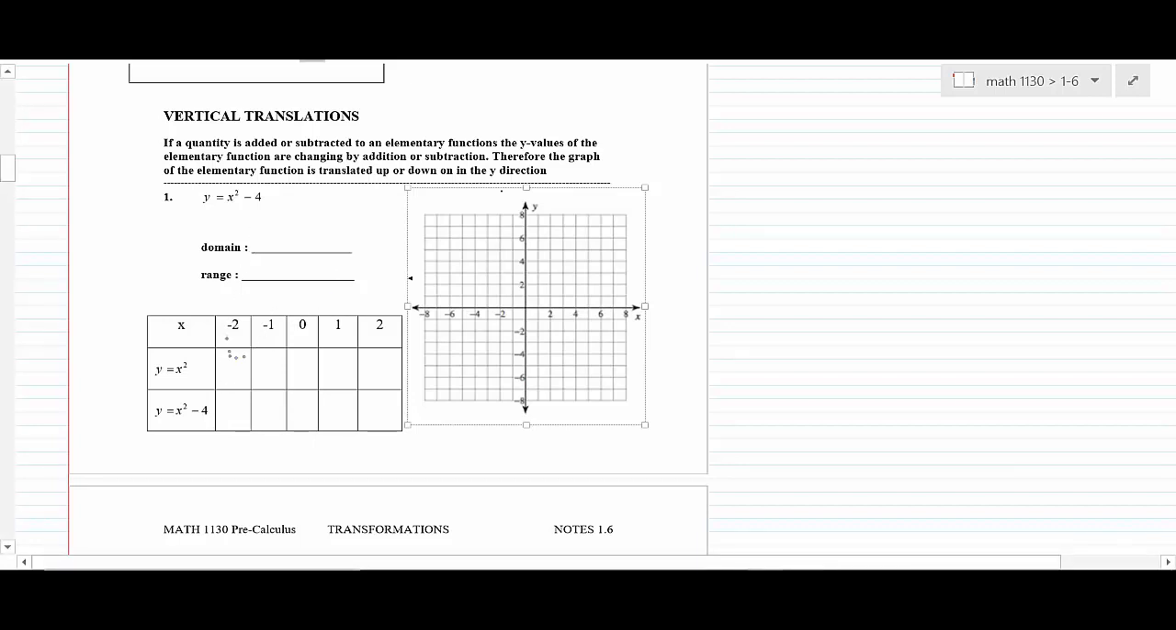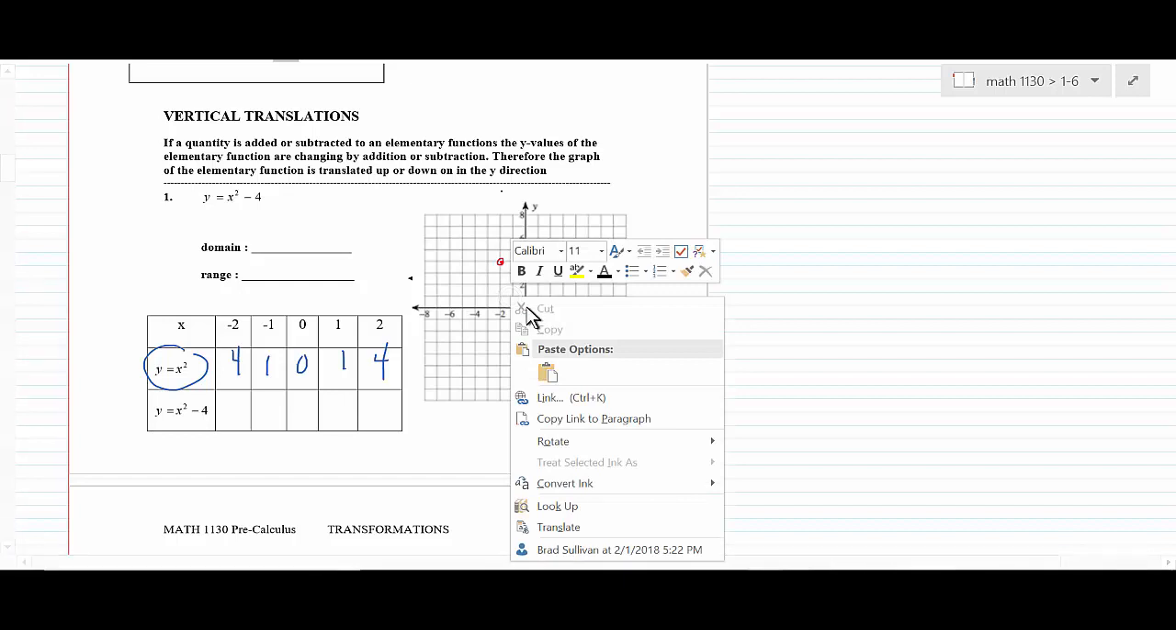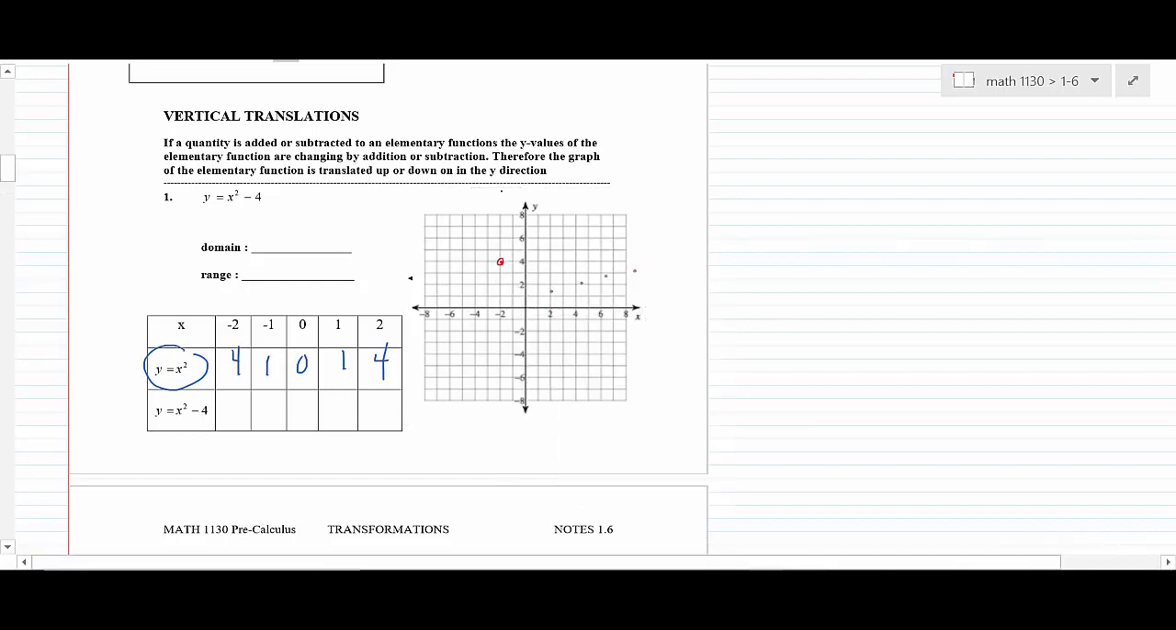So we're going to quickly plug this in. Now you can do this in your head. When you're doing y equals x squared, you just square all of these x numbers in your head. So that would be 4, 1, 0, 1, and 4. Then you want to plot those points, and I'm again going to use a dashed line on that. So I'm going left 2, up 4, and then left 1, up 1, 0, 0, and so forth.